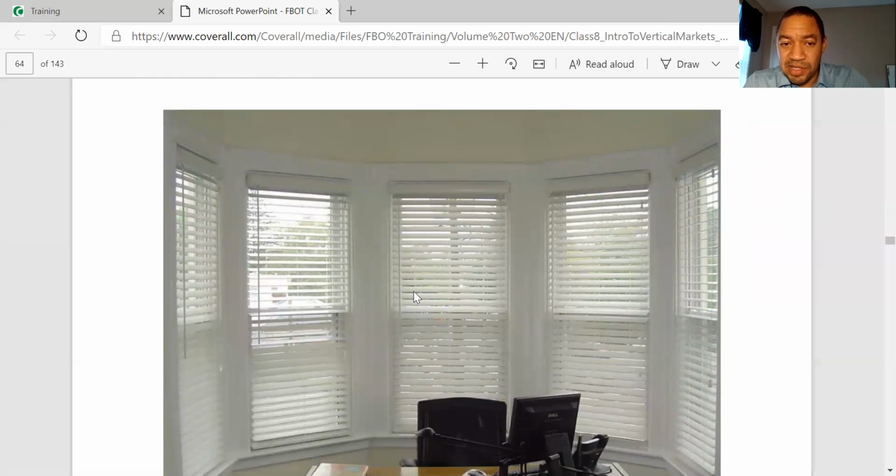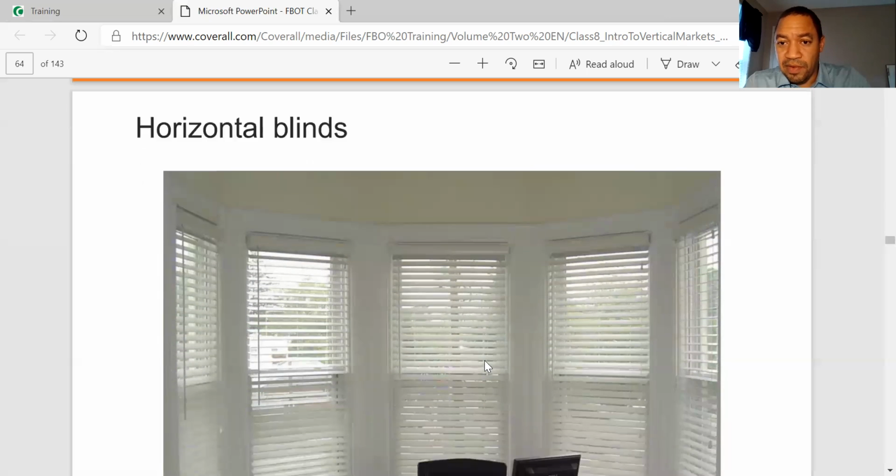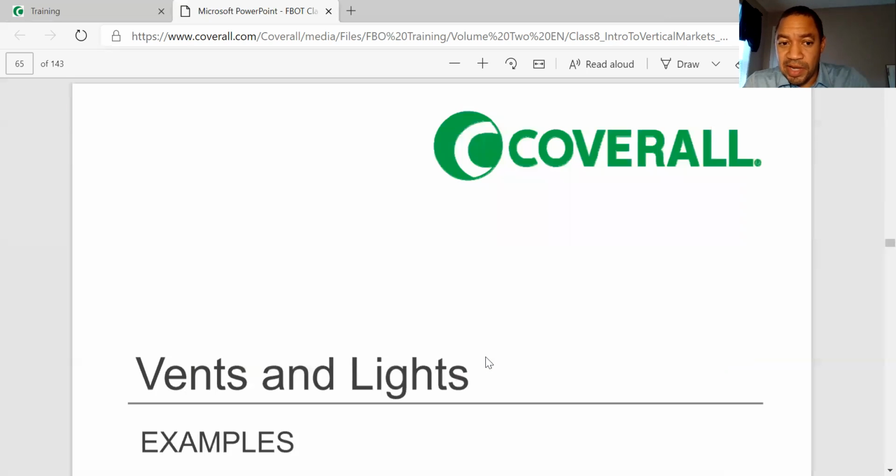Horizontal blinds are the same. You just clean them a different way. Instead of going this way, we're going to go vertically like that to clean them. And then we're going to flip to the other side when it's time.